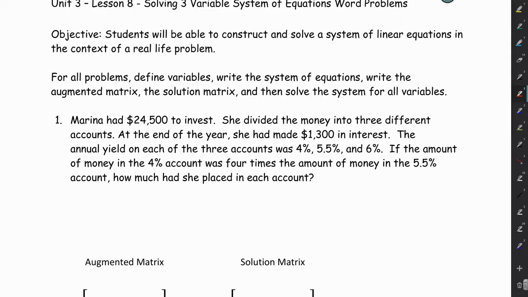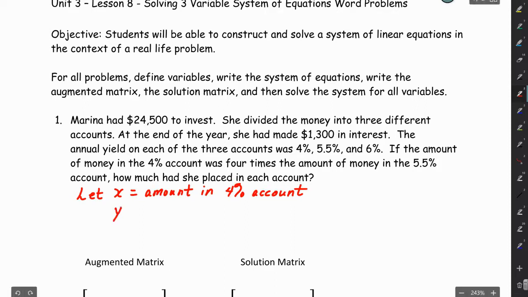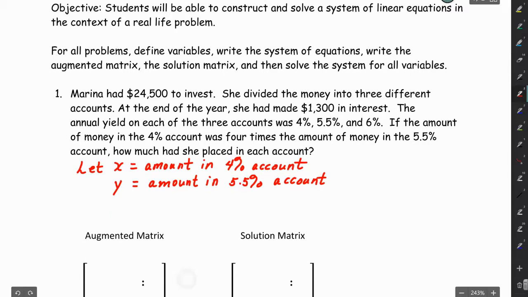All right, so there's 3 accounts, so I'm going to use 3 variables. I'm going to let x equal the amount in the 4% account. I'm going to let y equal the amount in the 5.5% account, and I'm going to let z equal the amount in the 6% account.